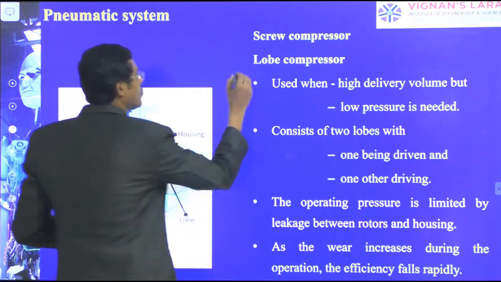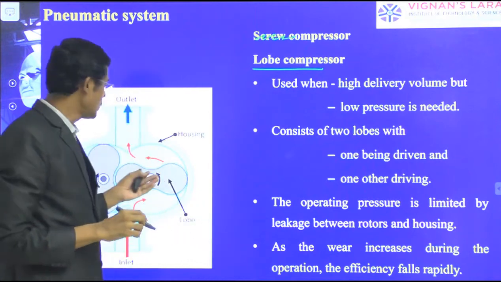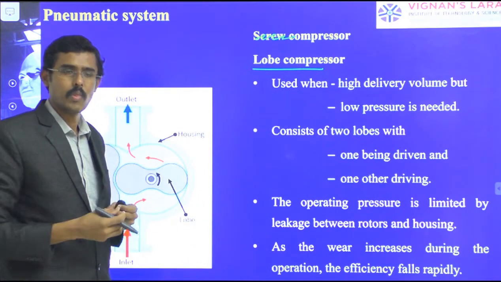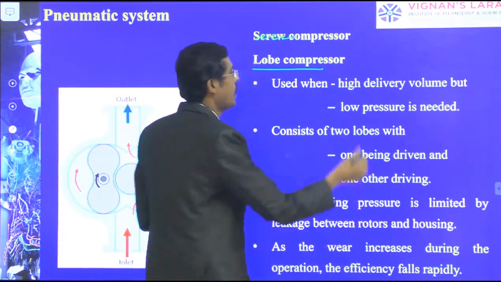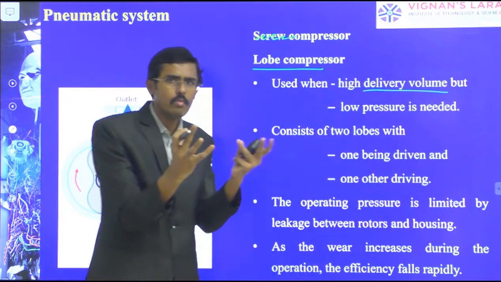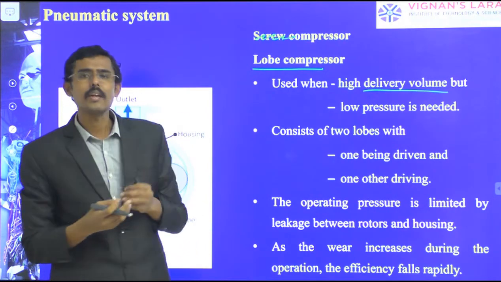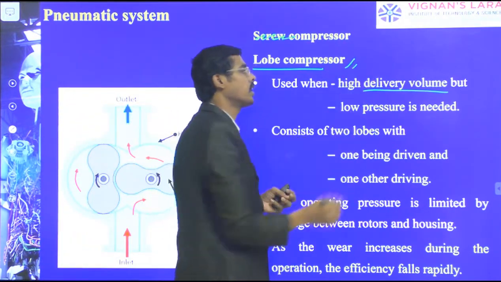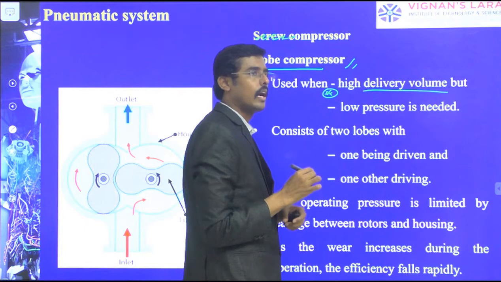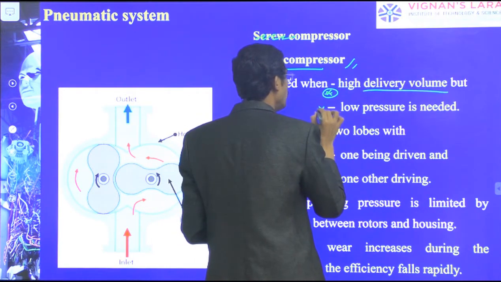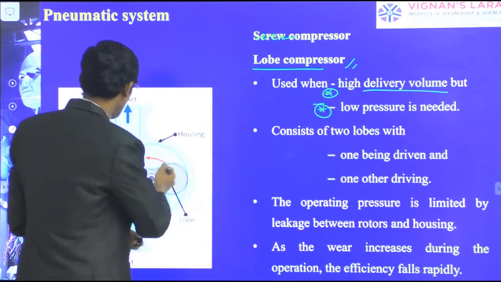Next, we are going to talk about the lobe compressor. It is similar to the gear-type pattern we are using, where I need a high delivery of volume, more volume of airflow. But this lobe compressor can create only low pressure. So where high volumes are required and at the same time low pressure is needed, these are all possible with this lobe compressor.